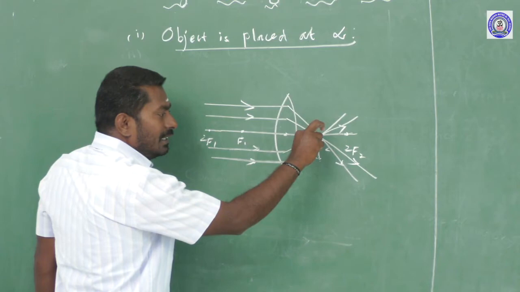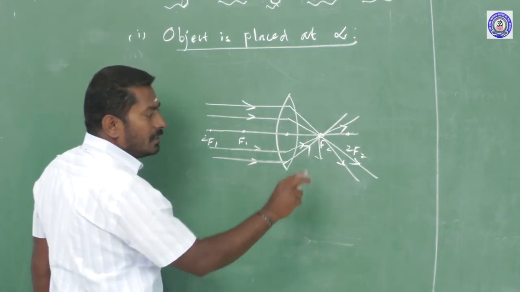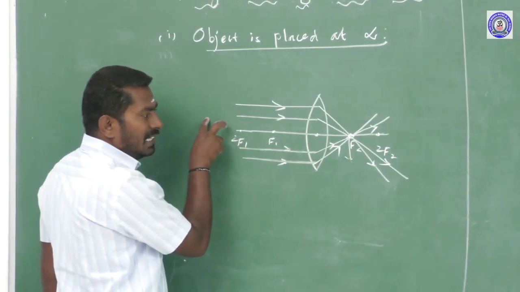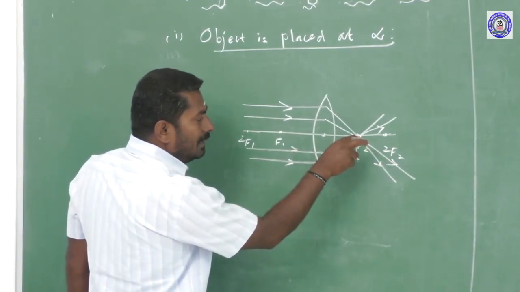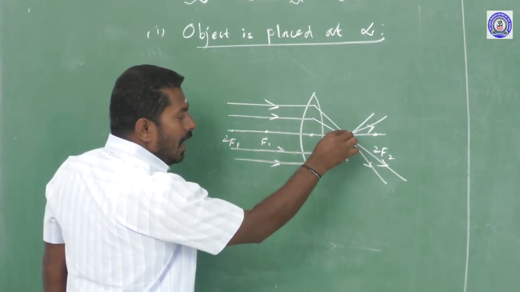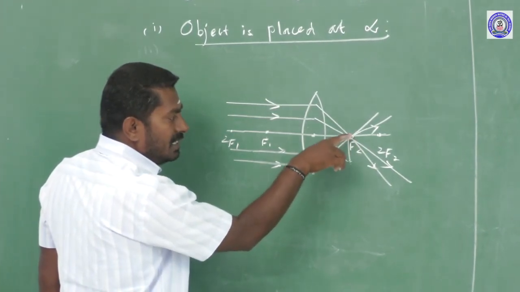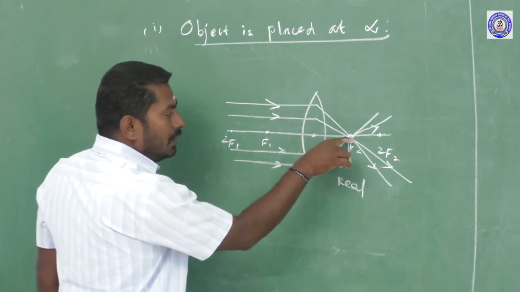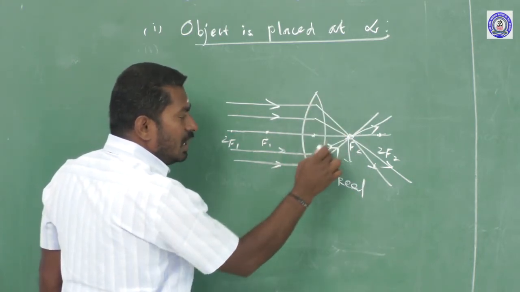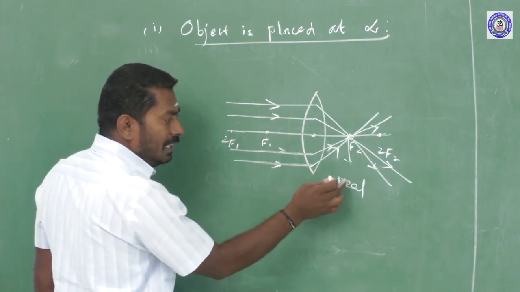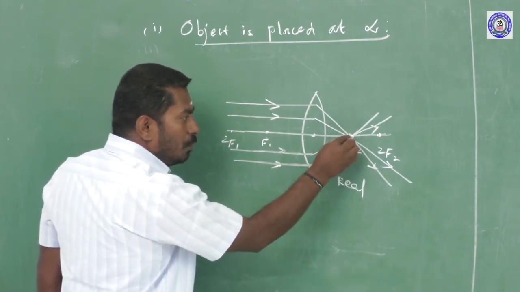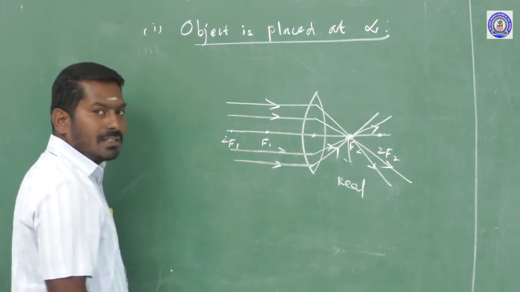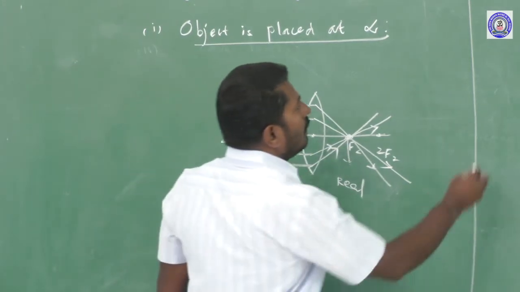Actually, all refracted rays meet at this point. So when the object is placed at infinity, the image formed by the thin lens is exactly at the principal focus. This image is a real image because it is formed due to actual intersection of refracted rays. That's why the image is real, point-sized, and inverted. This is the first case.